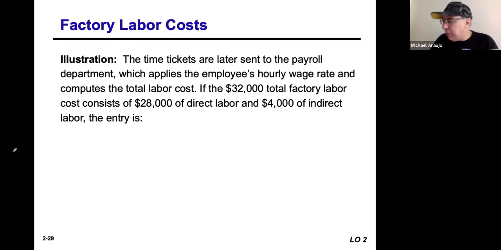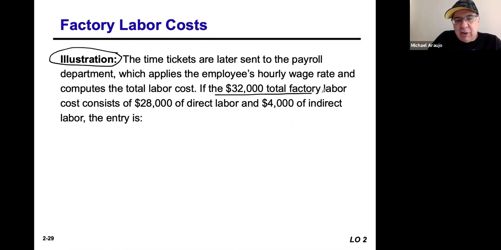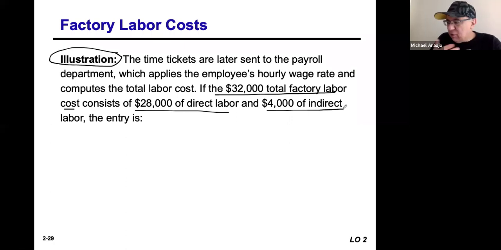All right, so in this particular illustration, which is on the very next page, page 56, it shows that this particular company had $32,000 of total factory labor costs. 28,000 was direct labor. 4,000 was indirect labor. Now remember, direct labor is specific to making the product. Indirect labor is not specific to the manufacturing process of making the product. So this usually is assigned to overhead.